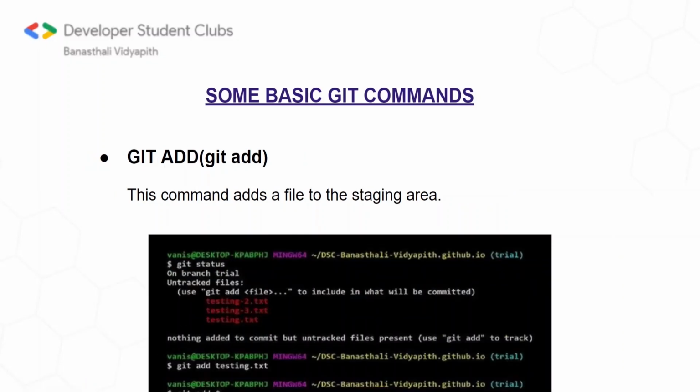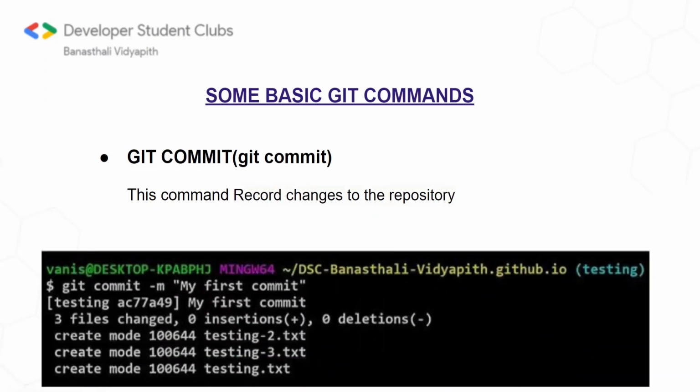Next command is git add. This command adds a file to the staging area. As you can see, when we run the command git status, we've seen that 3 files, which are testing2, testing3 and testing, are waiting to be added to the commit. Now what we have to do is to make sure that these files are actually added. For this, the command is git add testing.txt. This command adds just one particular file. To add all the 3 files simultaneously, the command is git add * or git add .